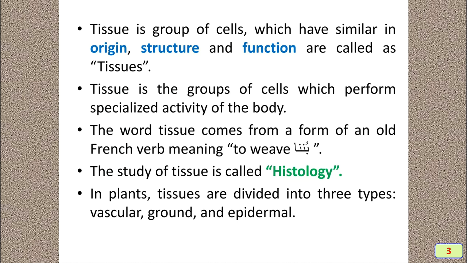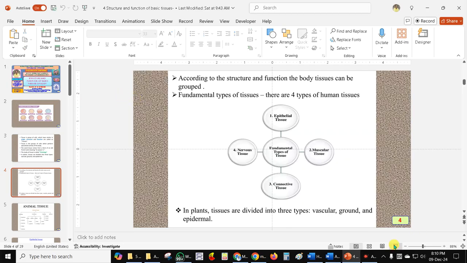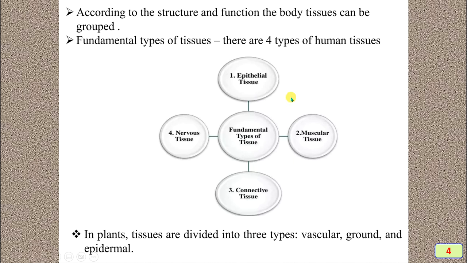The word tissue comes from the old French verb meaning to weave, meaning it's a weaving type of network. The study of tissue is called histology, and the study of abnormal tissue is called histopathology. In plants, tissues are divided into three types: vascular, ground and epidermal, whereas animals have very special types of tissues, and they are classified according to the structures they have in different parts of the body.